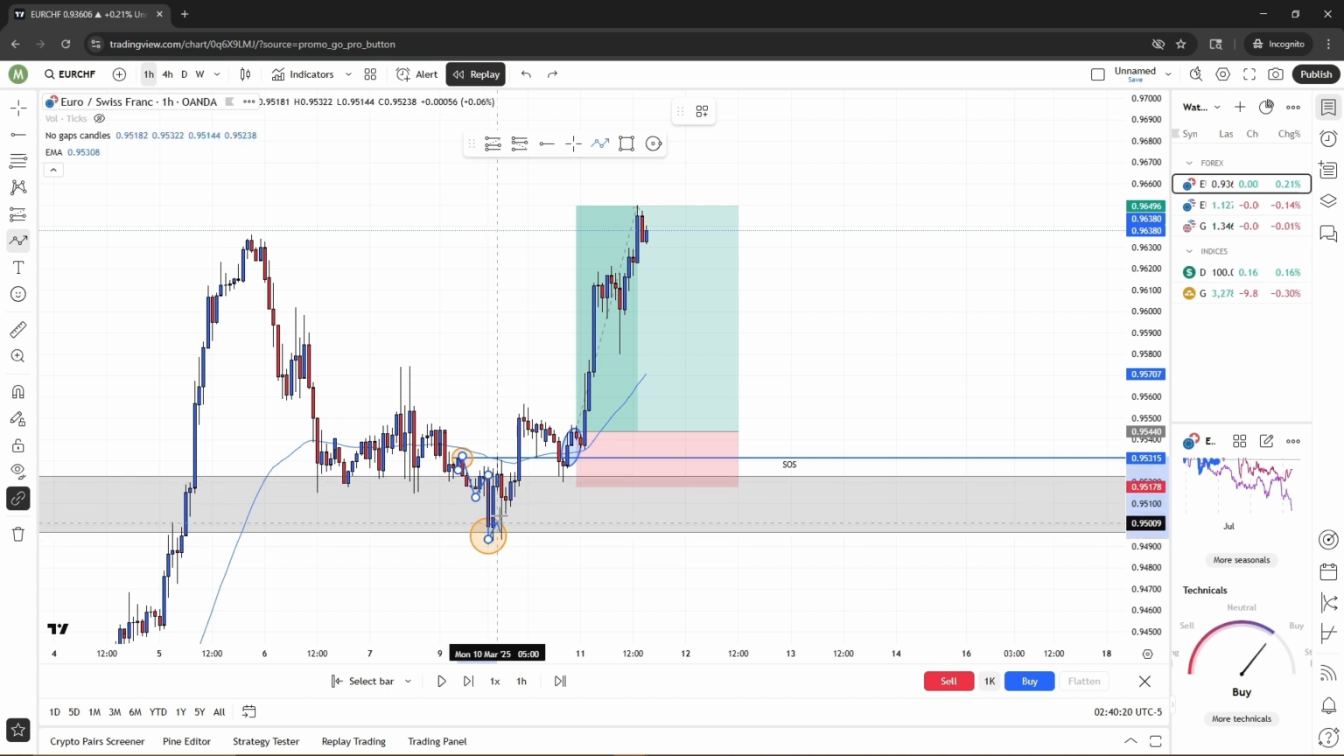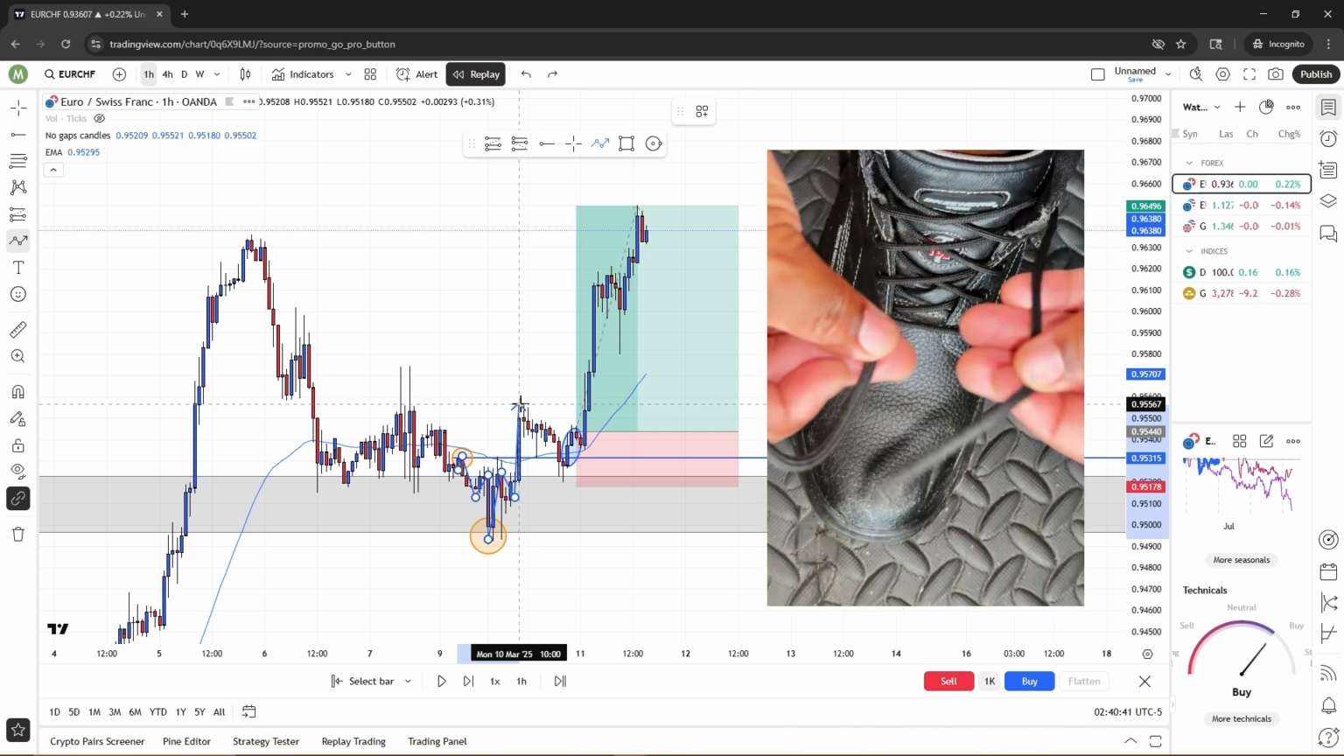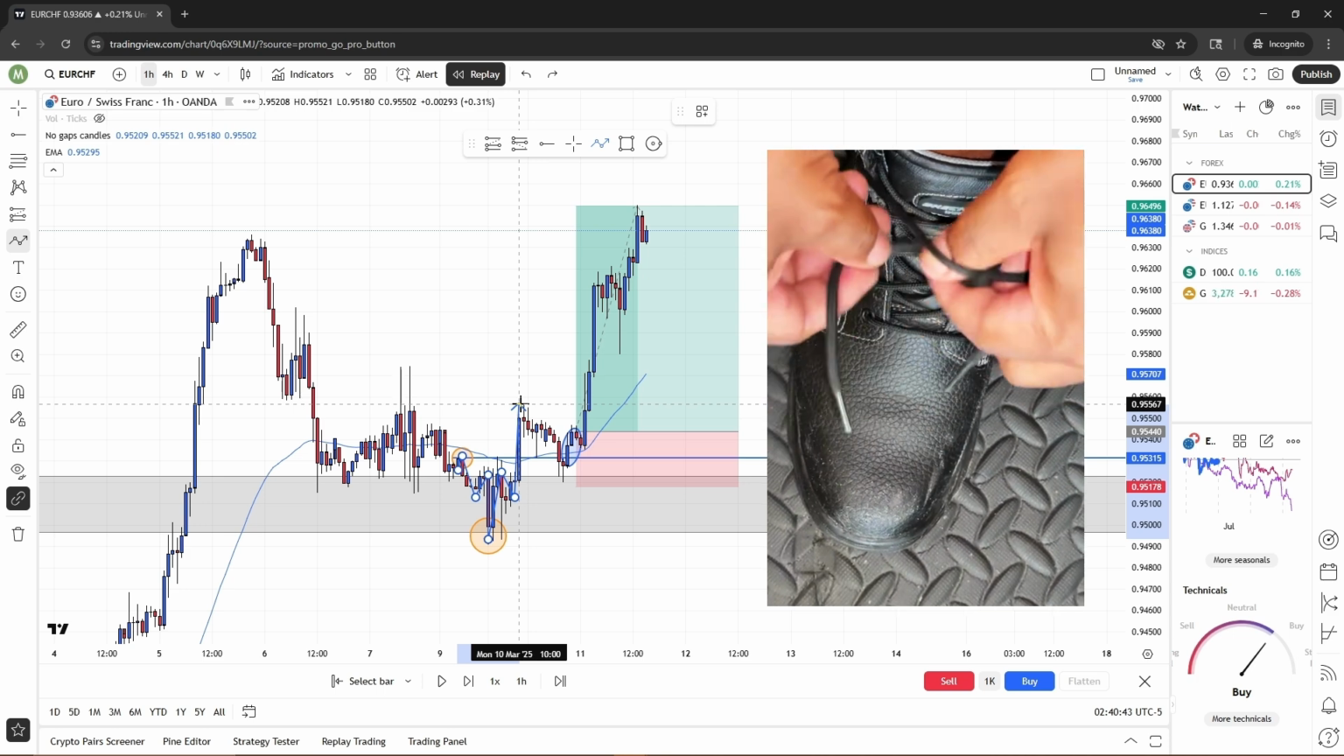It's making lower lows, lower highs. But right here, it broke this resistance, right? This was the structure point. It broke that structure point and it's starting to shift. It's just taking the left and right string of your tennis shoe or whatever, any kind of shoe, and just crossing them.